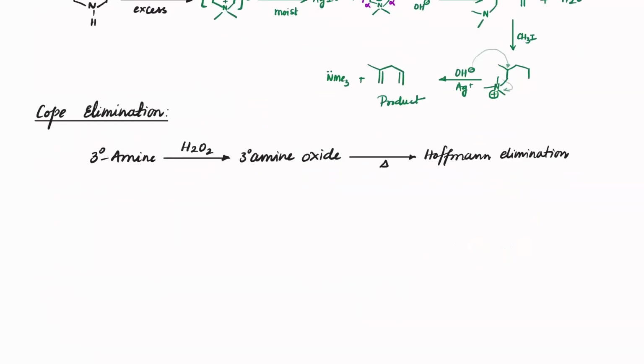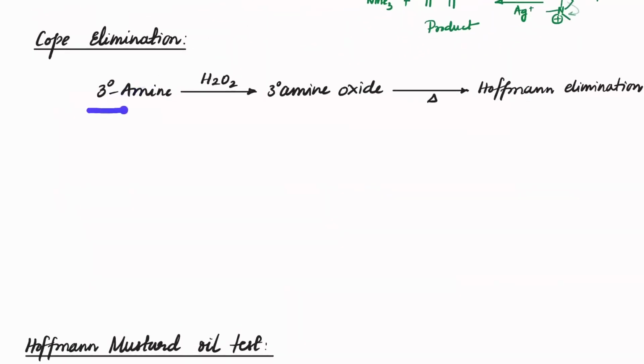Next is about Cope's elimination. Cope's elimination is when you have a 3-degree amine, and it is like Hoffman elimination. If you have a 3-degree amine plus H2O2, this forms an amine oxide.